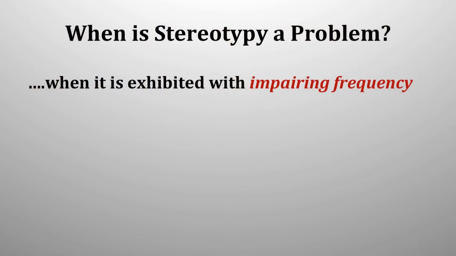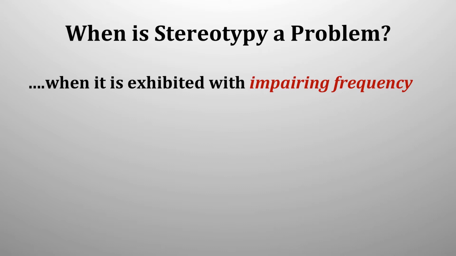The first, when it's exhibited with impairing frequency. I want to make it clear that is not one of the reasons we treat. This is often written in research articles. There is no magic number. Is 400 impairing? Is 600 impairing? So we're really looking for the social validation of the problem. Here are the three reasons.